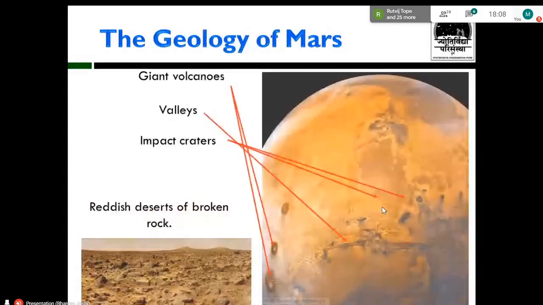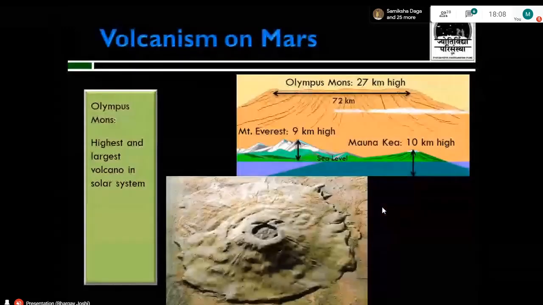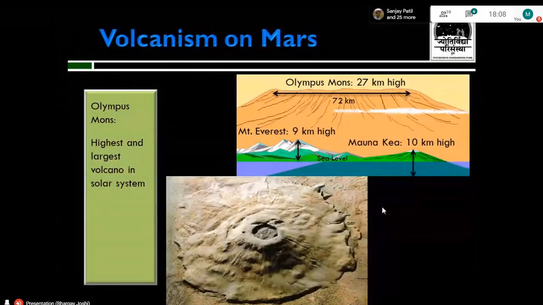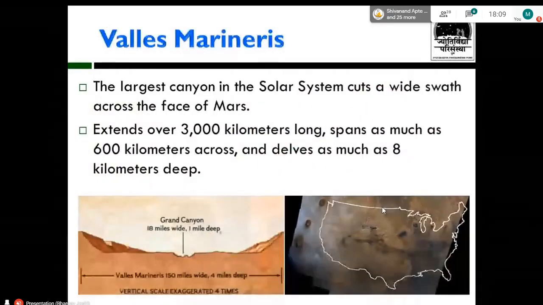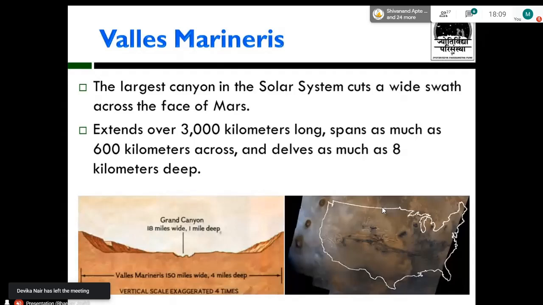So yeah, you can see the impact craters and valleys, shown here in an image for you. And this is what I was talking about, the Olympus Mons. This is yet another canyon, Valles Marineris. You can see it is almost equal to the area of the continent of America.